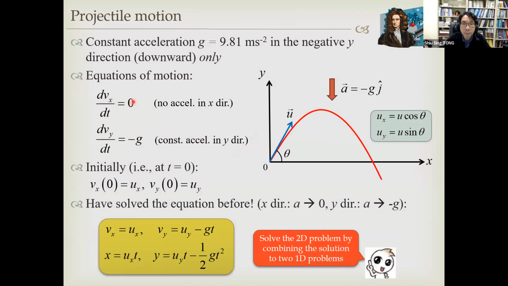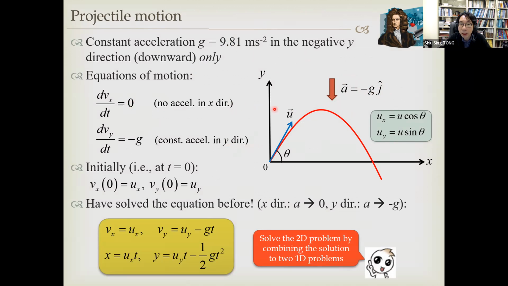Now let's extend our discussion to 2 dimensions. For projectile motion, we have the acceleration due to gravity in the downward direction. And the acceleration vector is given by minus g j, where g takes on the value of 9.81 meters per second squared, right?